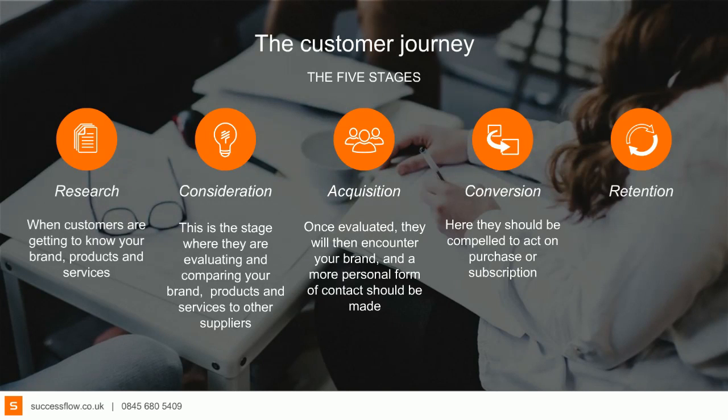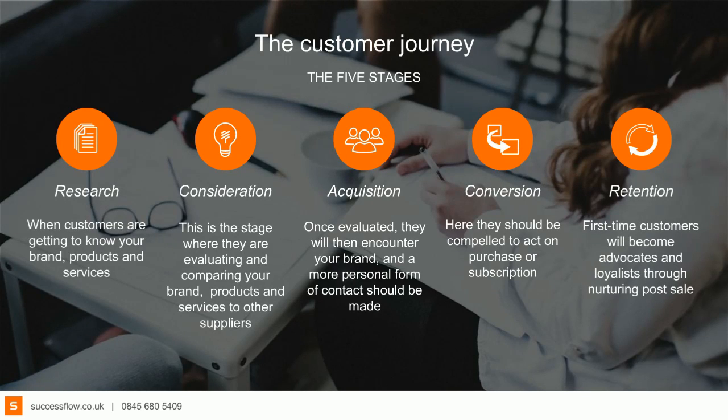So this is where we need to provide a compelling reason for them to sign, to get that purchase or subscription. So giving them the information that they need to be able to make that decision. And as I said earlier, the acquisition and the conversion stage is much more where the decision maker comes in. So in the research and consideration stages, you're potentially more likely to be talking to influencers rather than just the decision makers.